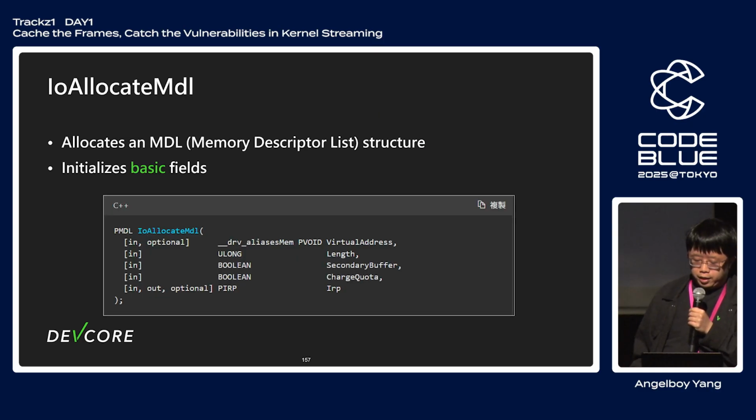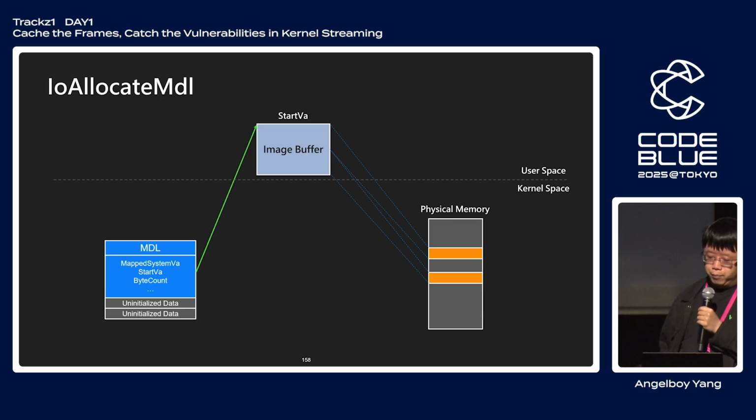It simply allocates an MDL structure based on the given virtual address and the length. The MDL will point to a buffer based on a parameter. In kernel streaming, this typically points to an image buffer in user space.